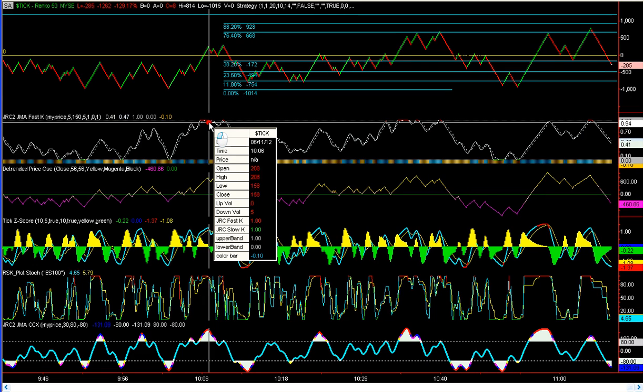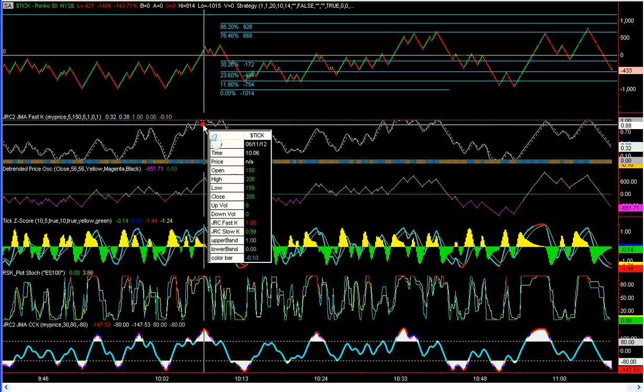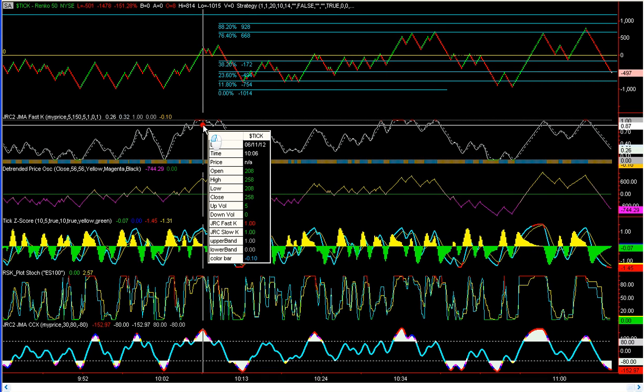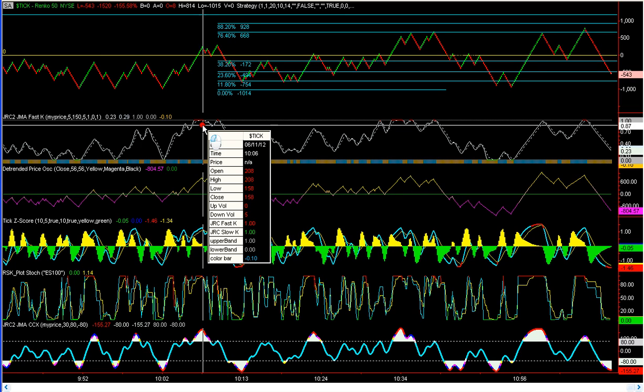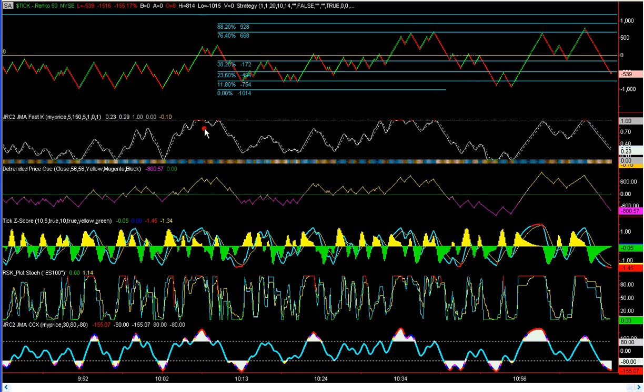Now, of course, if you're familiar with Jurik, they really don't have a slow D. They have a fast K and a slow K. But most people are familiar with the concept of it being either slow K or slow D. In any event, we're overextended here. Now, we're also overextended on the CCX. We're not really overextended on the Z-score based upon the previous setting at 1.35.